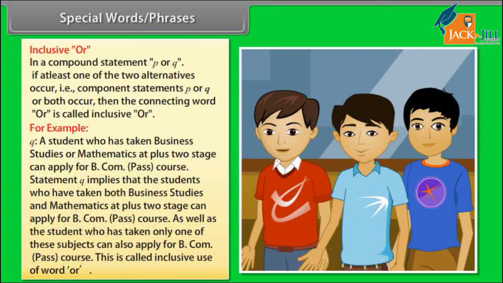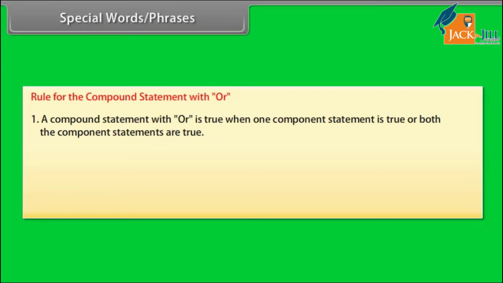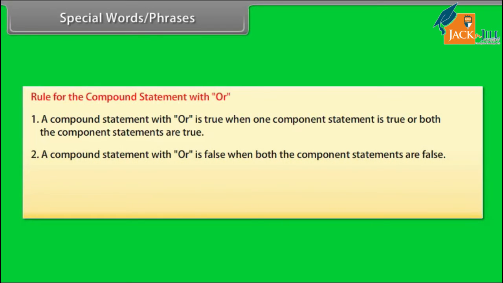Statement Q implies that the students who have taken both business studies and mathematics at +2 stage can apply for BCom pass course, as well as students who have taken only one of these subjects can also apply for BCom pass course. This is called inclusive use of the word "or". 1. A compound statement with "or" is true when one component statement is true or both the component statements are true. 2. A compound statement with "or" is false when both the component statements are false.